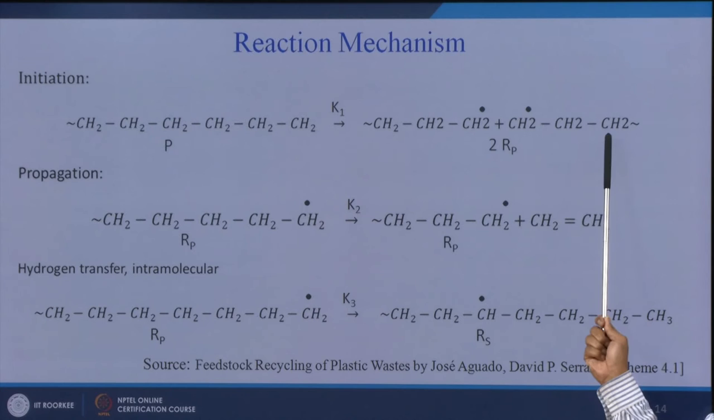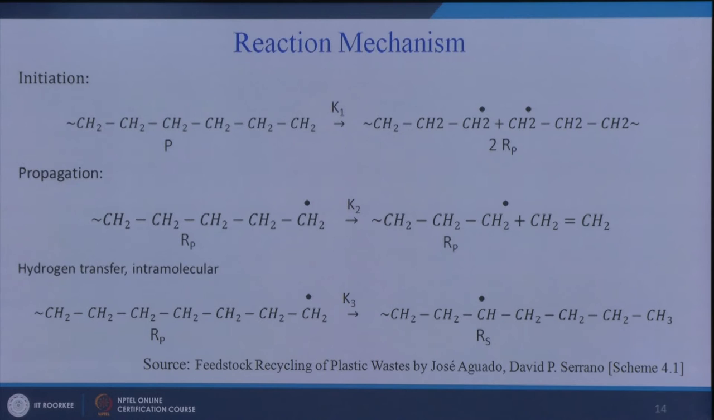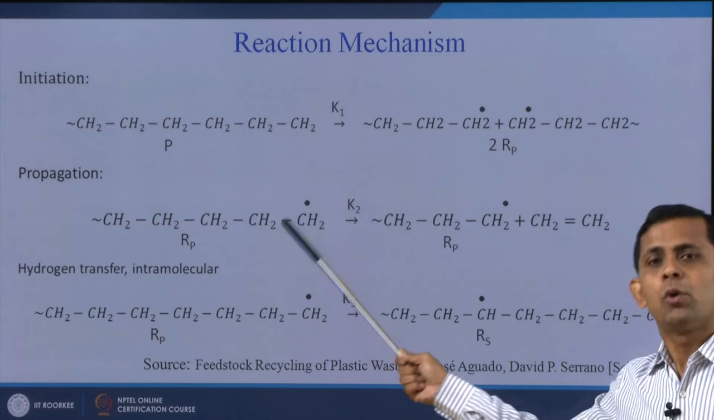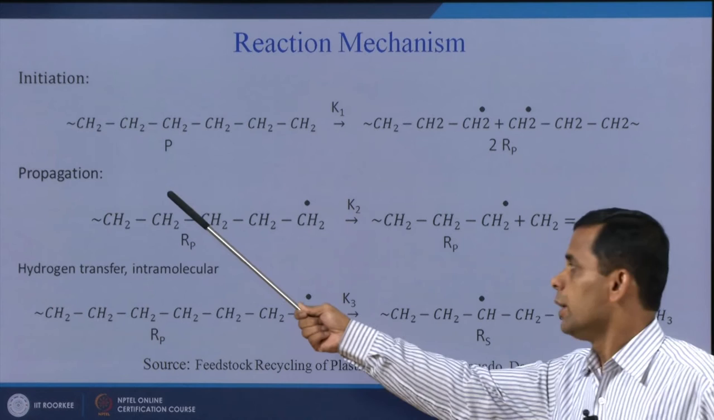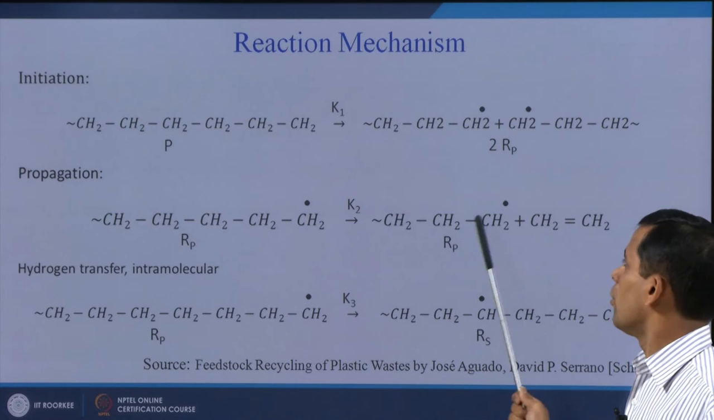Then once the free radicals are generated, the propagation will take place. So, the first step is initiation, the second step is propagation. In this propagation step, what happens? You see, this is our free radical, and then the free radical will generate a lower molecular weight molecule and will give another free radical. So, this is our propagation step.